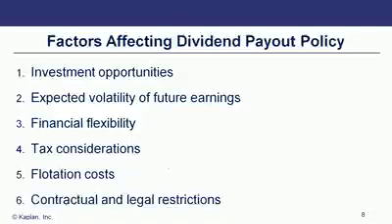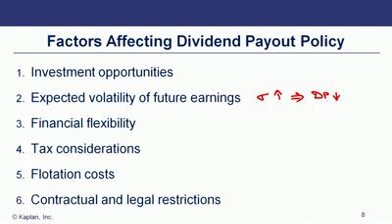The second factor is expected volatility of future earnings. If volatility is high, then the dividend payout is going to be low. Remember, dividends are sticky. So if the volatility in earnings is high, we are not confident of being able to meet that high level of dividend in the future. We might as well stay a little conservative and keep our payout low. So that is the second factor, the volatility of future earnings.